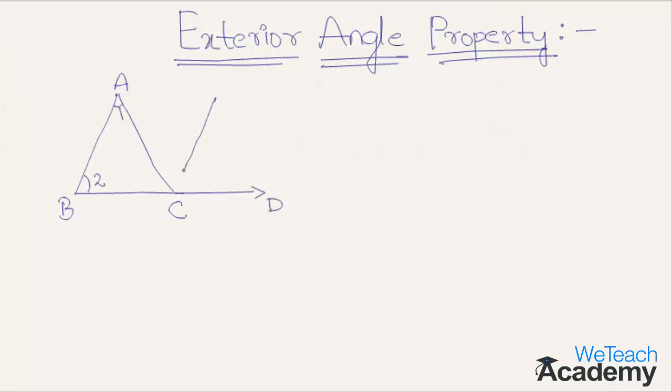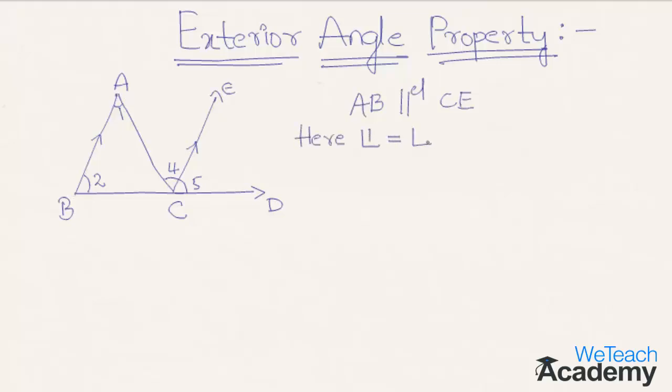And there is one more line segment CE which is parallel to AB, making two more angles 4 and 5. By observing the diagram, we can say CE is parallel to AB, and here angle 1 is equal to angle 4 as they are a pair of alternate interior angles.